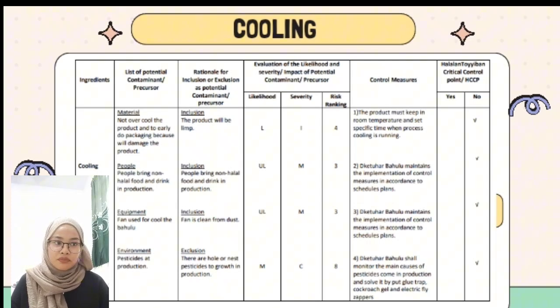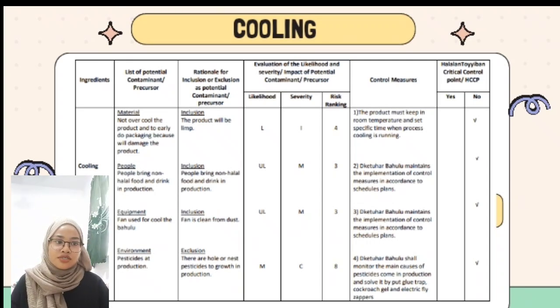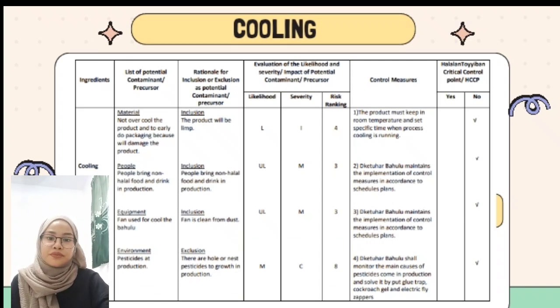Environment, pesticide at production. Exclusion, there are whole or nest pesticide to grow in production. Likely and moderate, severity critical, so we'll get A. Diketahui bahawa shall maintain the main causes of pesticide coming in production and solve it by putting glue trap, cockroach gel, and electric fly zapper. So for the list of potential, there is no HCCP.